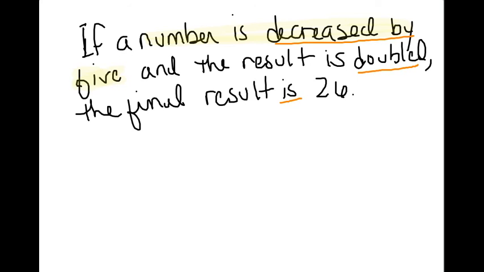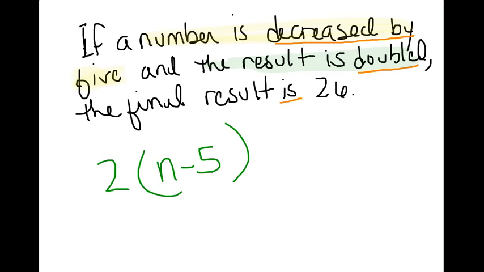And what does that look like? Well, that looks like n minus 5. And then that result is doubled. So what's that going to look like? Well, that means I'm going to multiply it by 2. And then that final answer is 26.